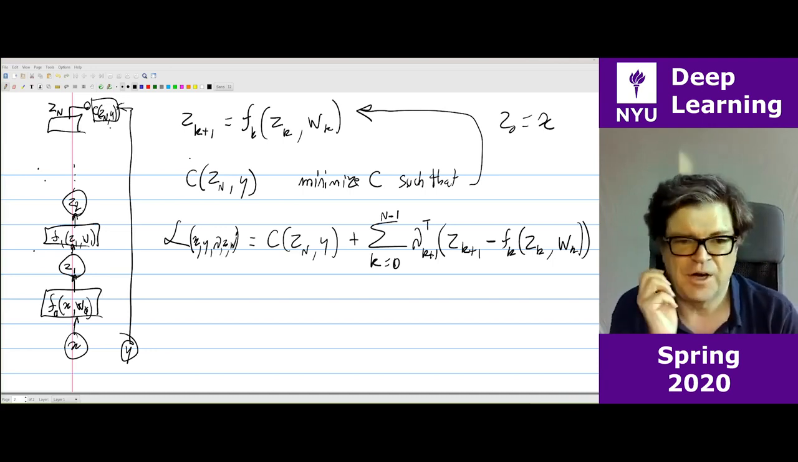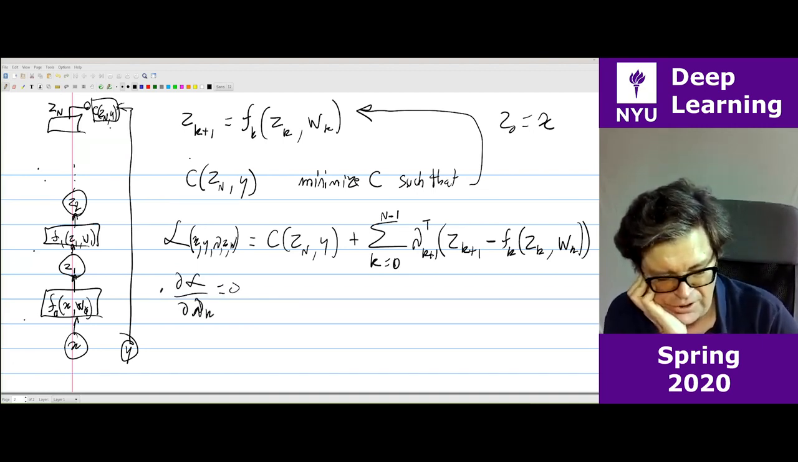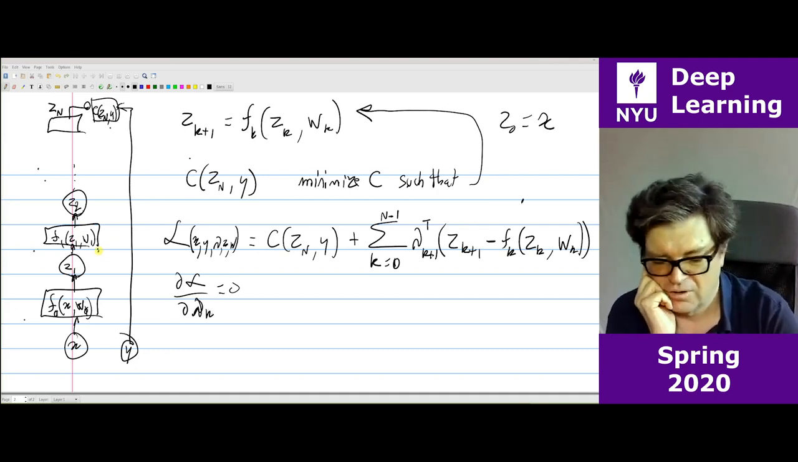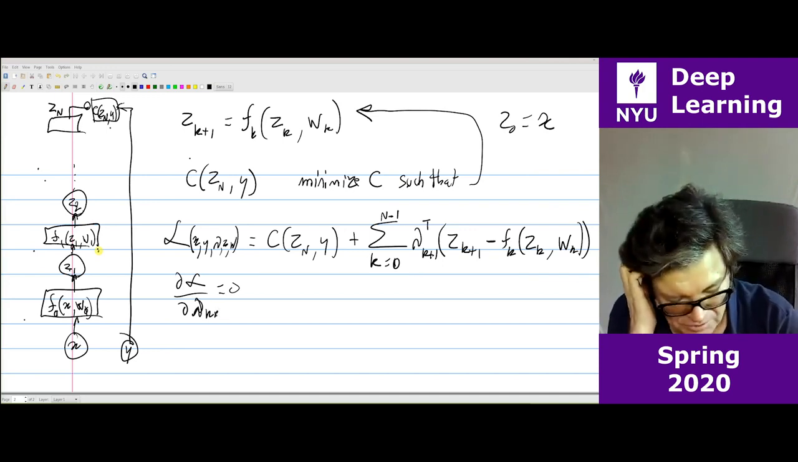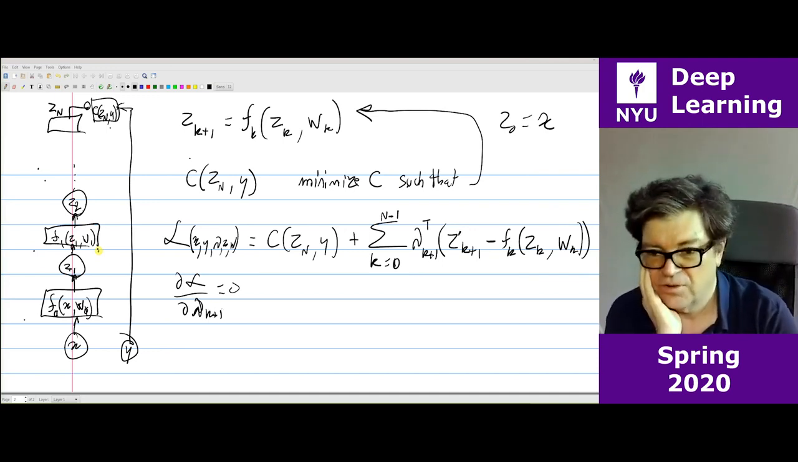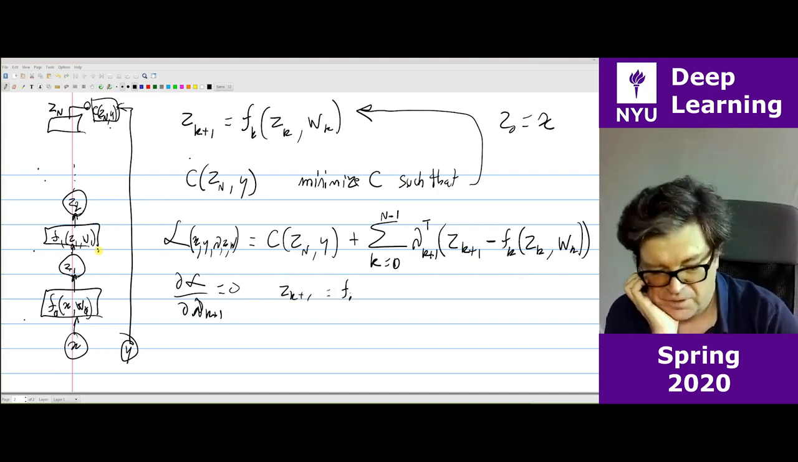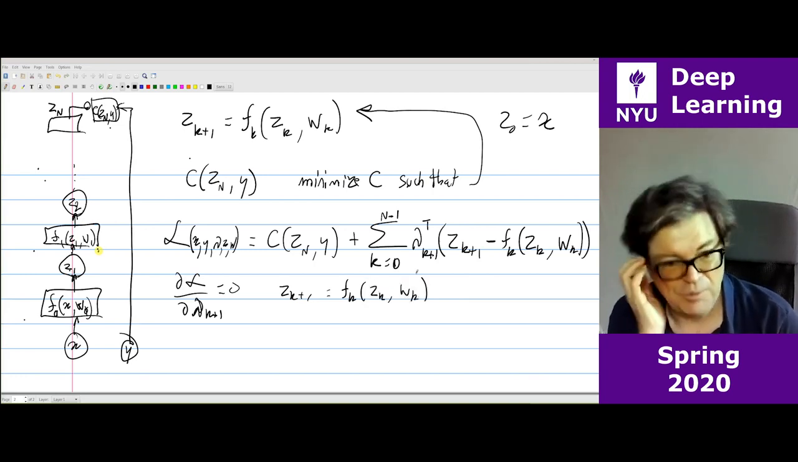So what I need to do now to do this minimization of the constraint is dL over d lambda_k equals 0. The gradient of L with respect to lambda_{k+1}, I'm sorry, is just this parenthesis. So I just get z_{k+1} equals f_k of (z_k, w_k), which is just the forward propagation formula.